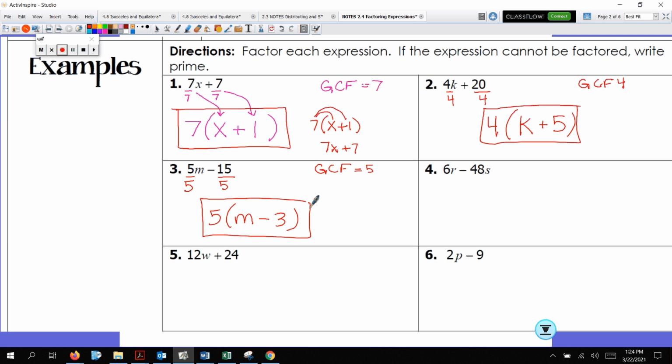All right, number 4 is kind of different because now I have 2 variables, but that doesn't really matter when we're talking about greatest common factor. I'm simply looking at the coefficients here. 6 and 48. Does 6 go into 48? Yes, it does. So my GCF is going to be 6.